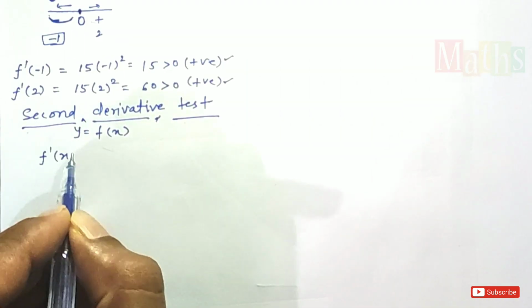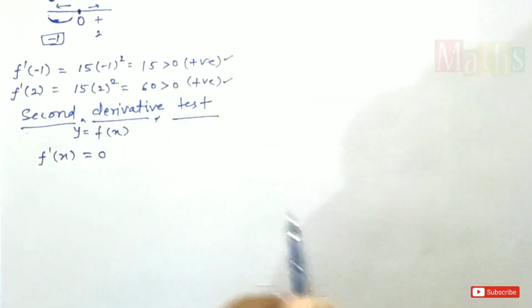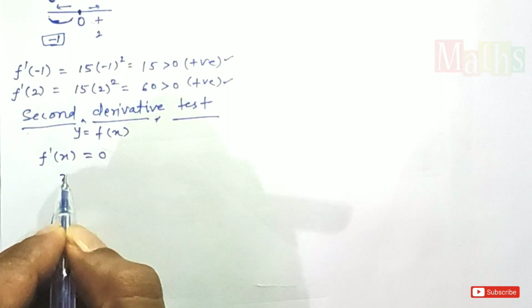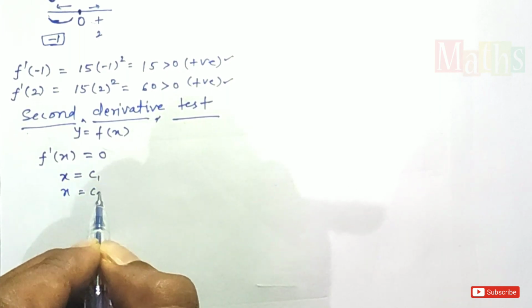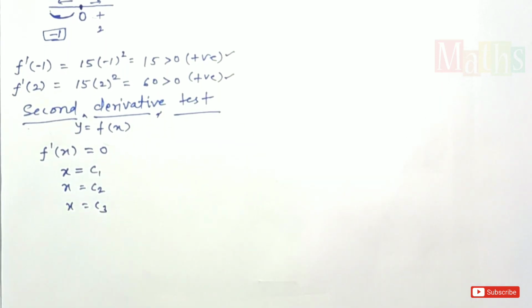Differentiate this function with respect to x and equate it with 0 to calculate the extreme points. Let's suppose after calculating we get some extreme points like x equals c1, or x equals c2, or x equals c3. After calculating these values, we will differentiate the given function again with respect to x, meaning the second derivative.